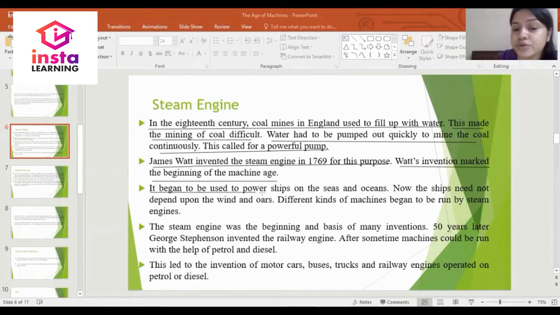It began to be used to power ships on the seas and oceans.